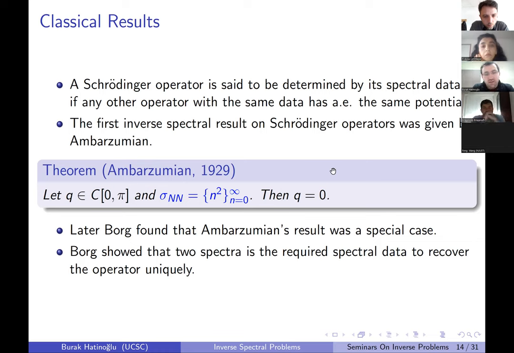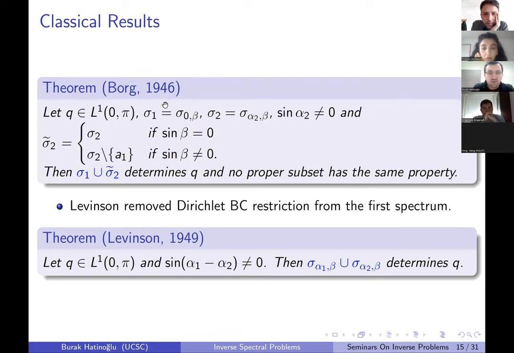And later Borg found that Ambartsumian's result was something special. In general, what one needs is to consider two spectra. And this is Borg's result. What he did was consider an L1 potential, and he considered one spectrum, specifically the boundary condition with alpha zero and some beta. And the second spectrum has the boundary condition with alpha two, which is non-zero, and the same beta. And what he said is that if you consider the union of these two spectra, maybe with one exception of an eigenvalue if beta is non-zero, this data uniquely determines the potential. And what is important is that no proper subset has the same property. So that means if you lose even one eigenvalue, you also lose the uniqueness.